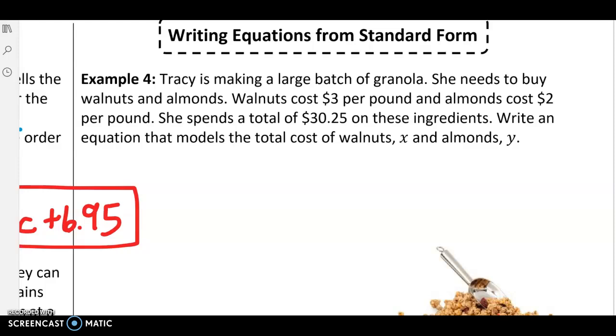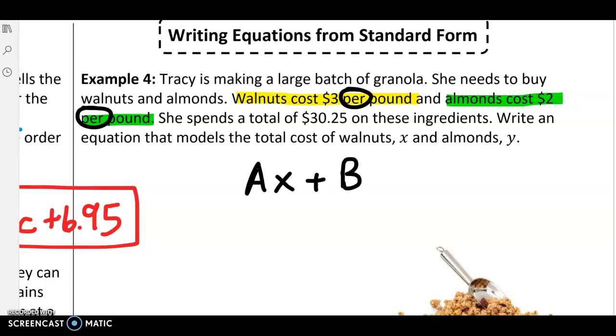So walnuts cost $3 per pound and almonds cost $2 per pound. So we have two rates. See how the word per is on there twice? That means that this is a standard form equation because there are two rates. I'm going to go ahead and write out the standard form equation. Okay, and C, remember, is the total cost. The total cost they spend is $30.25. So that is C. So let's go ahead and write our equation.